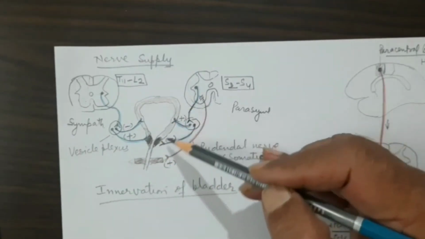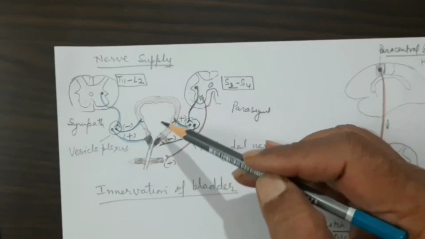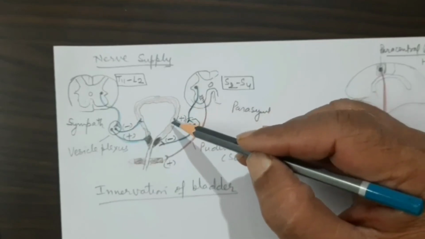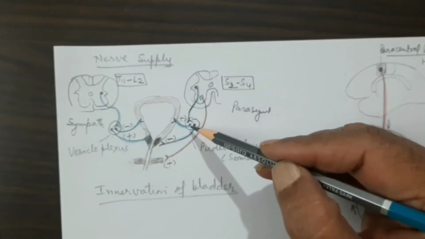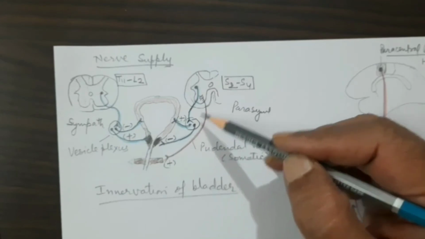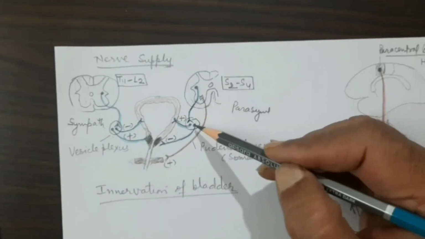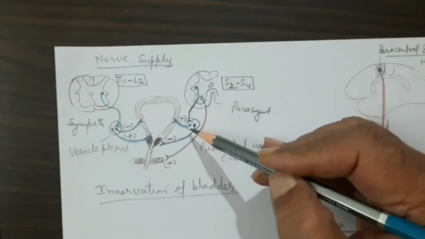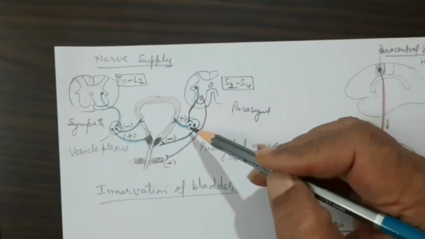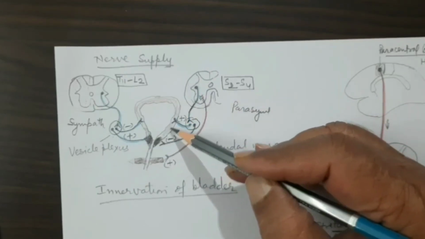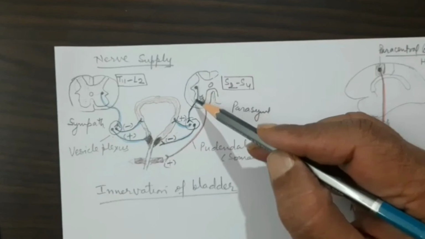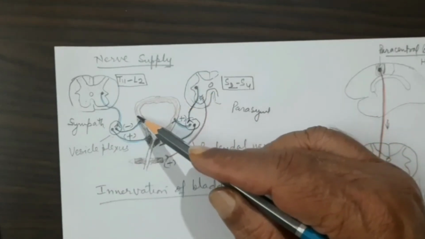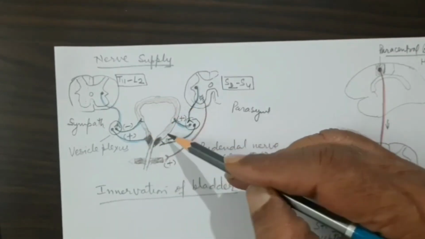It is neither arranged in longitudinal nor circular folds, but forms various whorl-like structures, so that contraction ultimately forces the urine to go out. So this is the preganglionic fiber, and this is the postganglionic fiber of the parasympathetic, coming from the sacral segment of the spinal cord and supplying the detrusor muscle. Stimulation of this parasympathetic fiber leads to contraction of the smooth muscle of the urinary bladder.